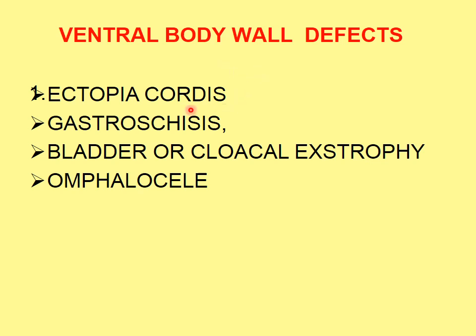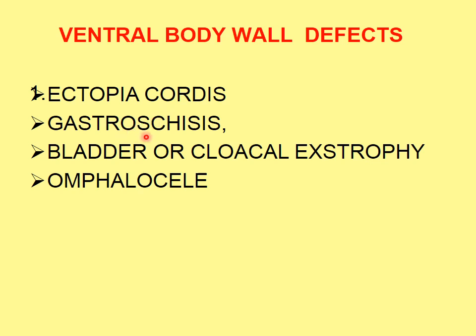So what are these defects? If there is a failure of the ventral body wall to form completely, this is ectopia cordis, in which the anterior thoracic wall is not formed. There is a defect leading to the heart being present outside.